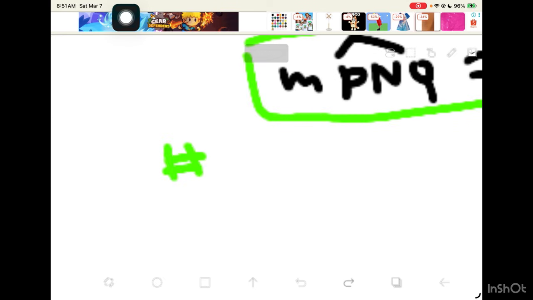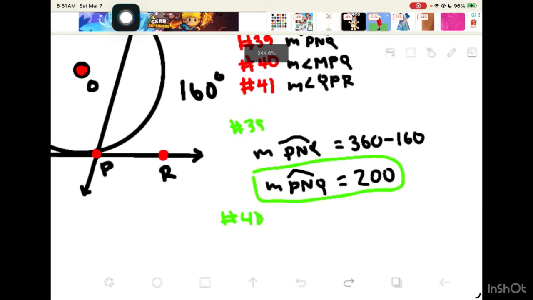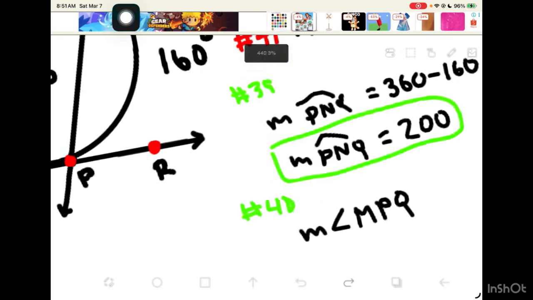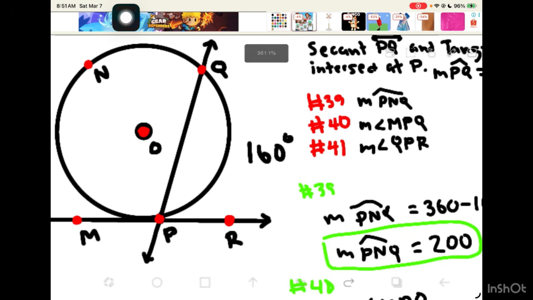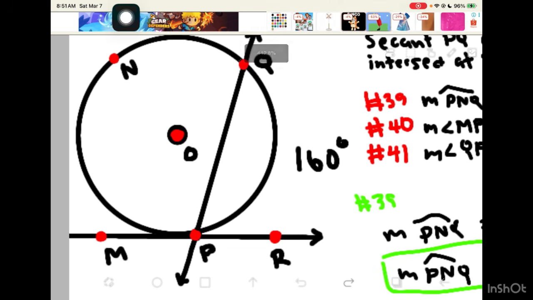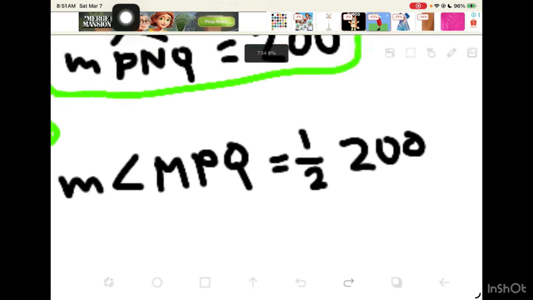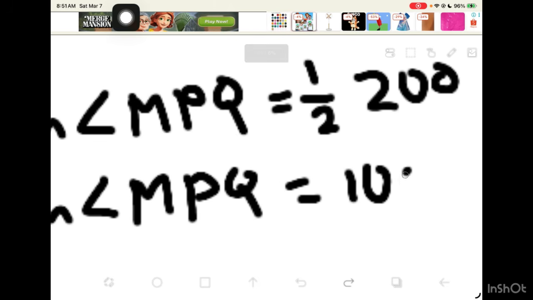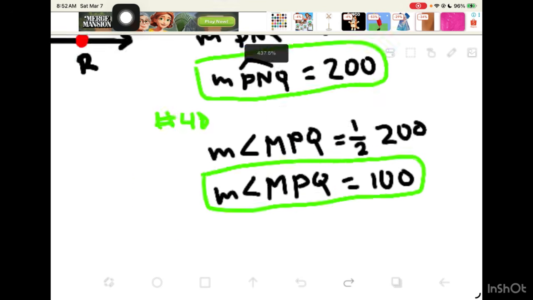Okay, next, number 40. Measure of angle MPQ. Okay, so we have an inscribed angle of arc of 200. So therefore, 1/2 of 200. So MPQ is equal to 100. Basically, it's just the inscribed angle theorem.